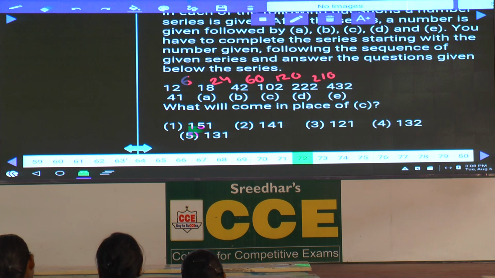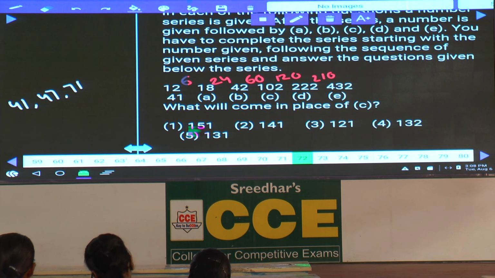41 plus 6 is how much? 47. And 47 plus 24. 41 plus 6 is 47. And 47 plus 24 is how much? 71. And next to 71 plus how much? 60. That is 131. 131 is the answer. Choice.